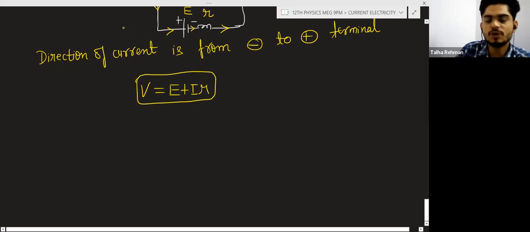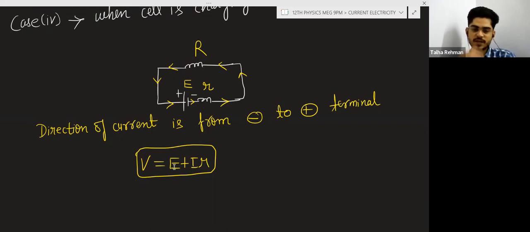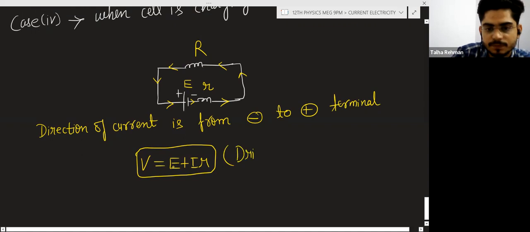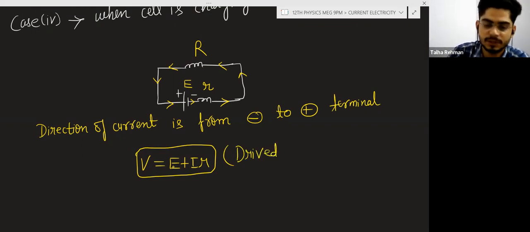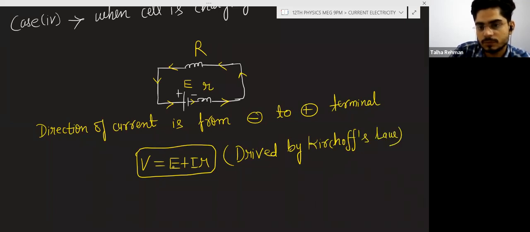This time you are providing extra energy to the cell, which means the potential or the voltage of the cell will increase. Okay. And this equation can be derived by Kirchhoff's law, when we study Kirchhoff's law.